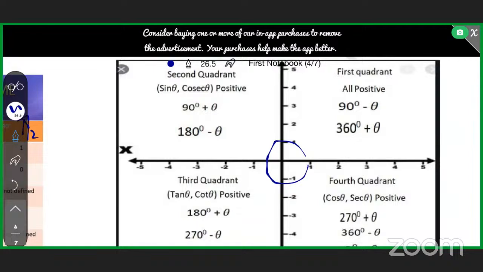Same thing: after completing a round, I want an extra 40 degrees to reach my 400. But if I move forward, I end up in the first quadrant. So again, the first quadrant value can be increased by saying 360 plus theta. So 360 plus 40 will give me 400 degrees. Hope you understand, dear students?